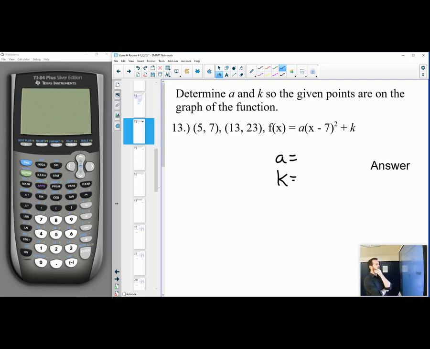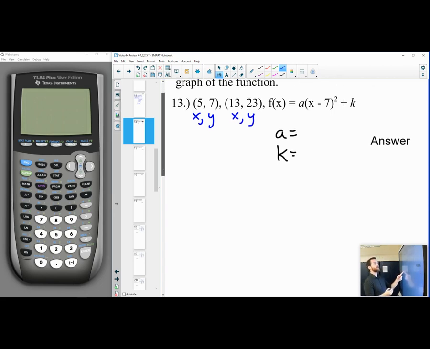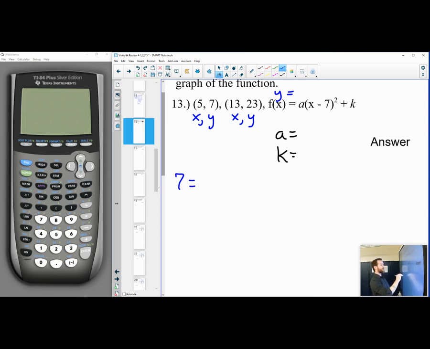Now let's see what they're giving us to work with. They're giving us two coordinates, which hopefully immediately we're thinking, oh, that's an x and y. Both of these are an x we can plug in and a y, an ordered pair essentially. So let's plug in the first one and see what happens. So we're plugging in 5, 7. F of x, that's the same thing as y equals. So instead of f of x, we can put 7 equals then a, we don't know, times, instead of x, we write 5. And then we put minus 7 squared, and we don't know k, so it's plus k.